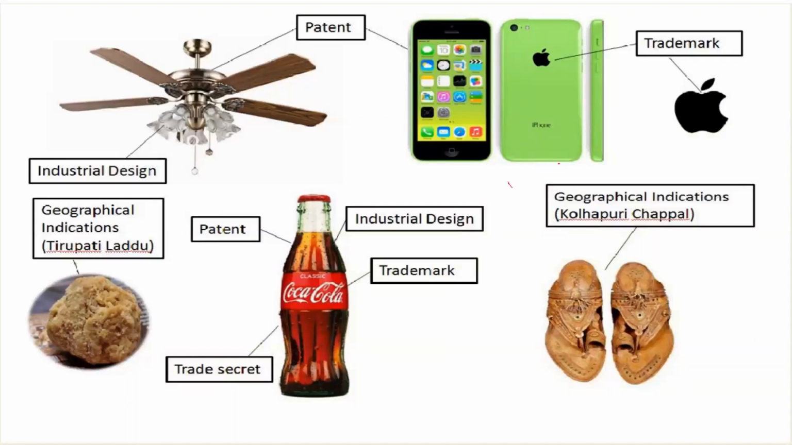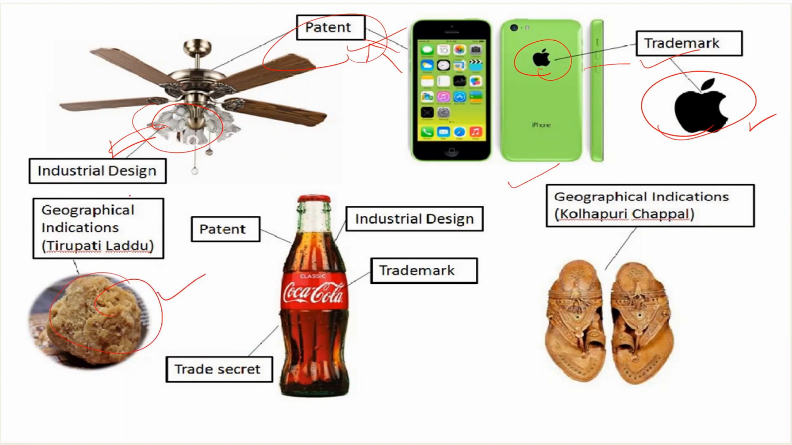Suppose you see the iPhone. This logo comes under the trademark. The invention, the iPhone itself, is a patent. This design comes under the industrial design. And if you take a Tirupati Laddu, it comes under the GI. Trade secrets are also there. And a Kolhapuri chappal, which is unique, comes under geographical indications. These are all examples showing the difference between patent, trademark, and industrial designs.